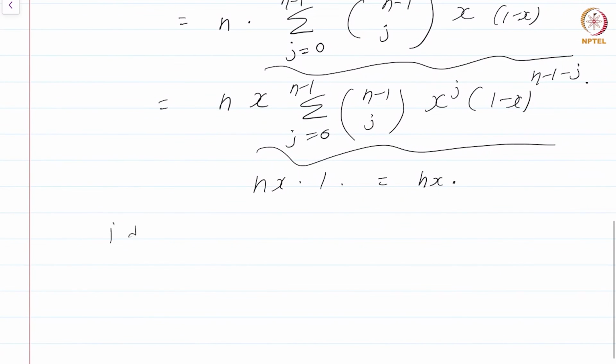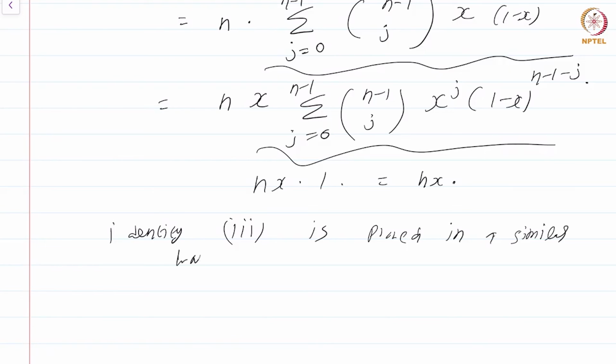Identity 3 is proved in a similar way, and is left as an exercise. So this concludes this short module involving just basic properties of the Bernstein polynomial. This is a course on real analysis, and you have just watched a module on basic properties of the Bernstein polynomials.